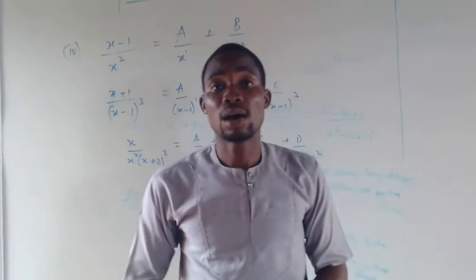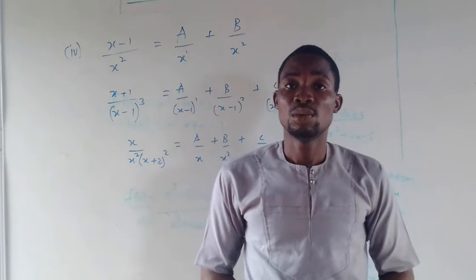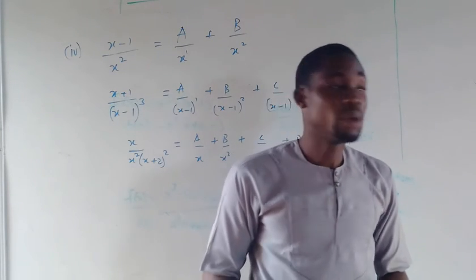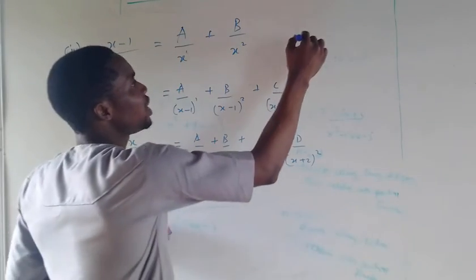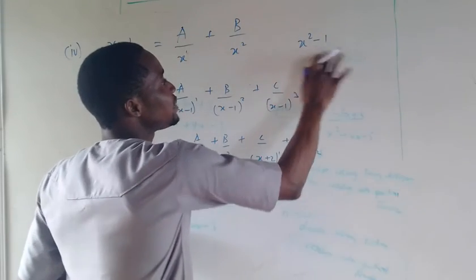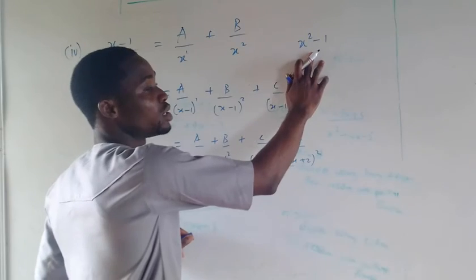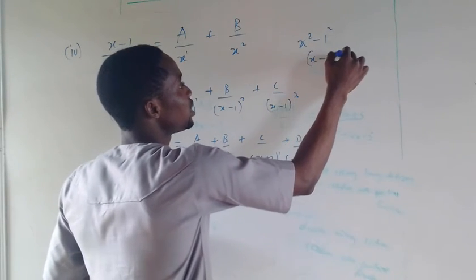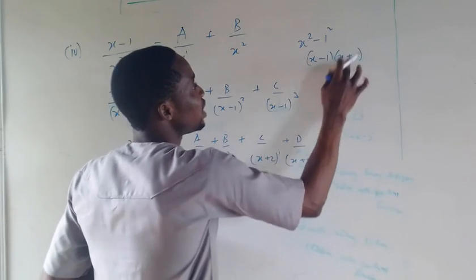Now, the last thing I'm going to put on board is when you have a question whose denominator is not factorizable. What do we mean by not factorizable? If I have something like x squared minus 1, this is factorizable because it is a difference of two squares, where I have x squared minus 1 squared to be x minus 1 times x plus 1, where if I multiply this, I'll get it back.